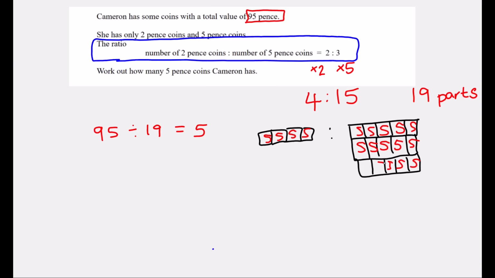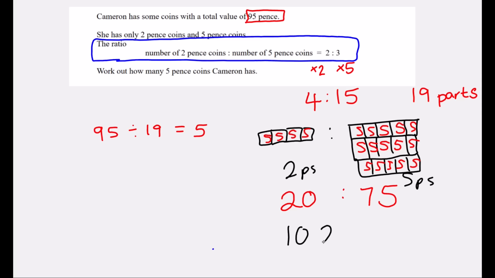Each one is worth 5p. So we've got 20p in 2p's, and we've got 75p in 5p's. So these are 2p's, these are 5p's. So we've got 10 2p's, because it's 20p in 2p's. So 10 2p's and 75 divided by 5.